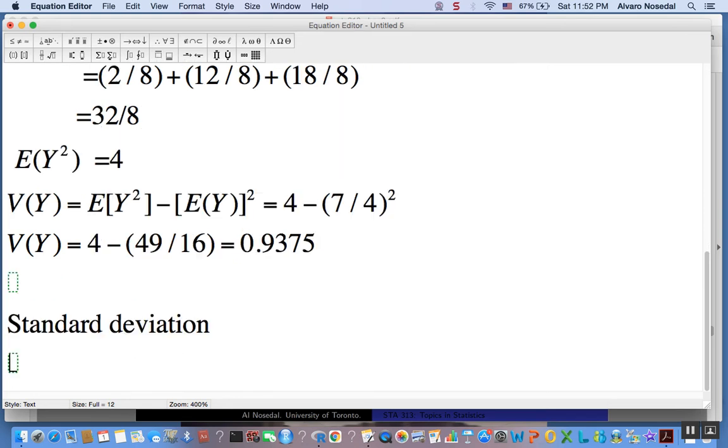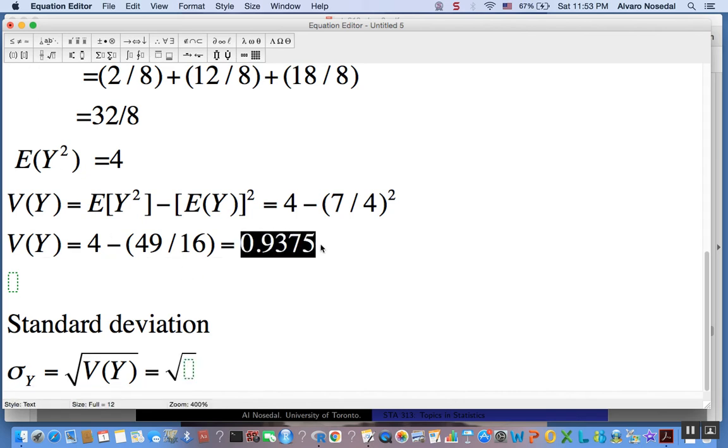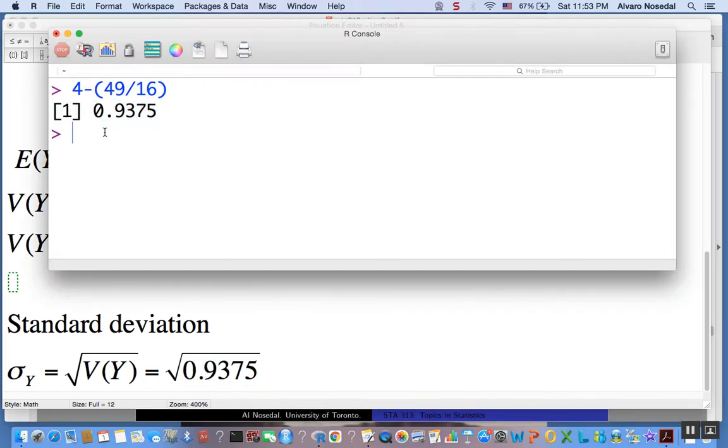And we know that the standard deviation, right? Sometimes people refer to the standard deviation. The notation that they use is sigma of the random variable y, which is nothing but the square root of the variance of our random variable. So it would be just the square root of that number we just found. So the square root of that.